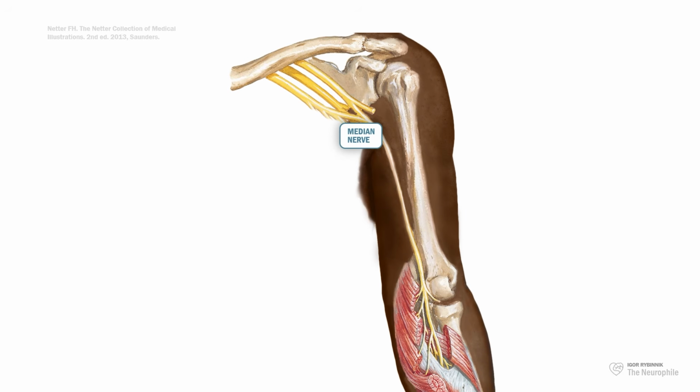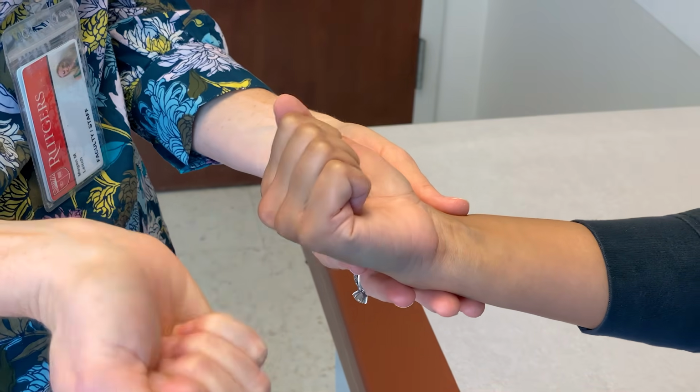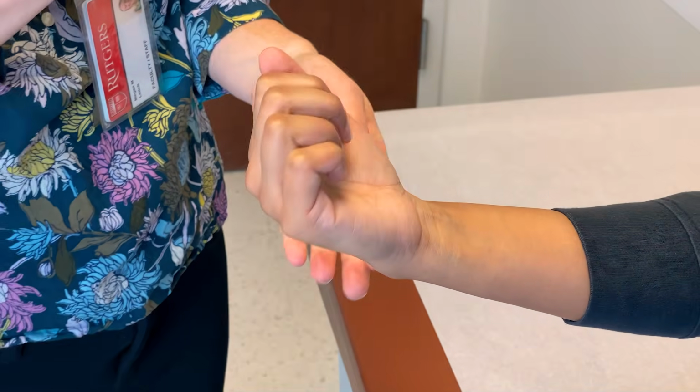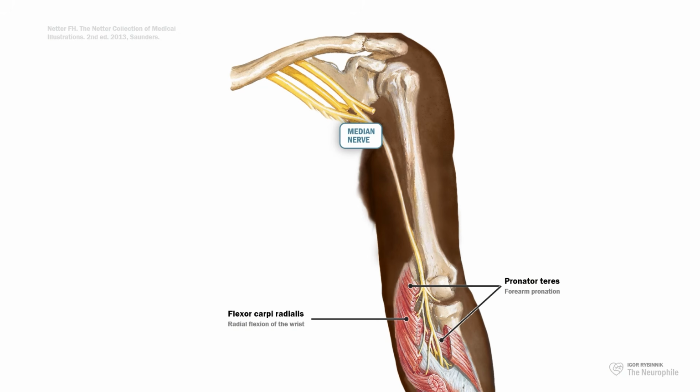In the forearm, the median nerve innervates the pronator teres muscle, which pronates, twists the forearm so that the palm faces the floor. It also innervates flexor carpi radialis muscle, which is important for flexion of the wrist towards the thumb side. You would think that with radialis in the name, this muscle would be somehow connected to the radial nerve, but no. Radialis here refers to radial deviation of the wrist, movement of the wrist towards the side of the thumb.